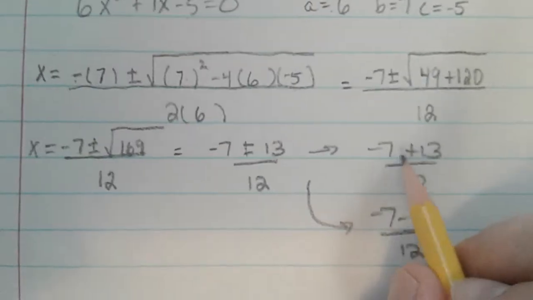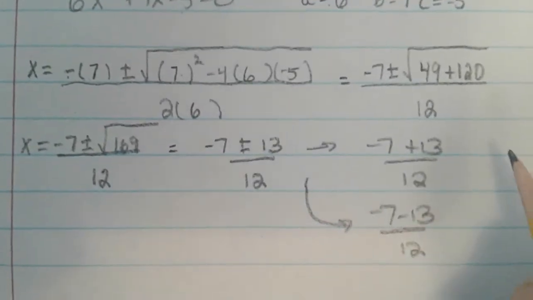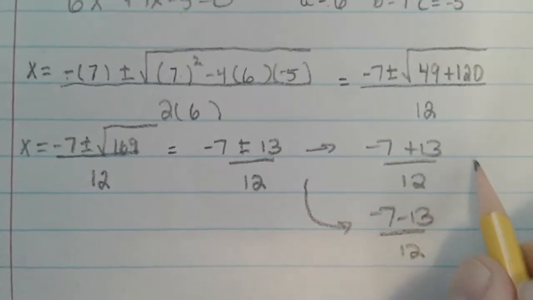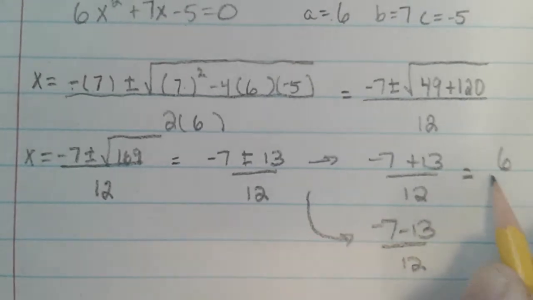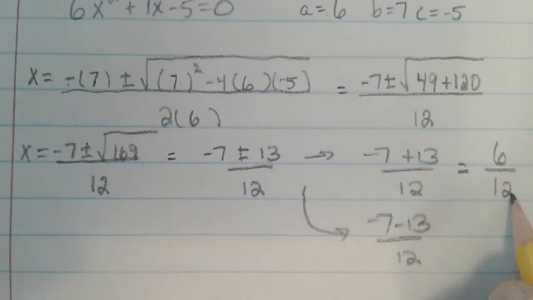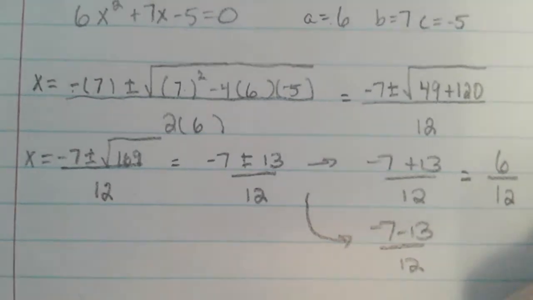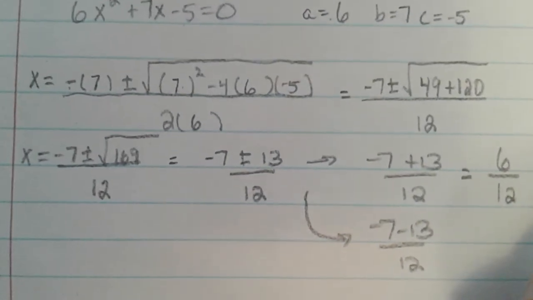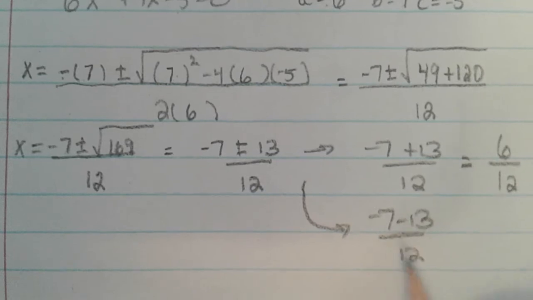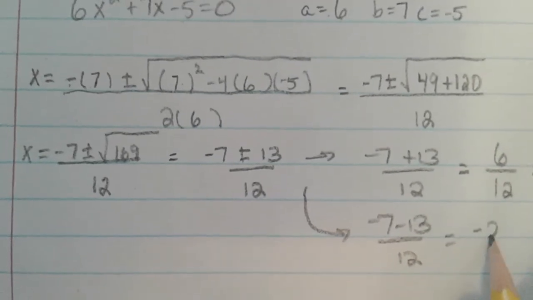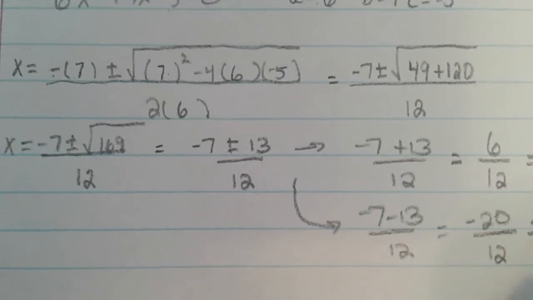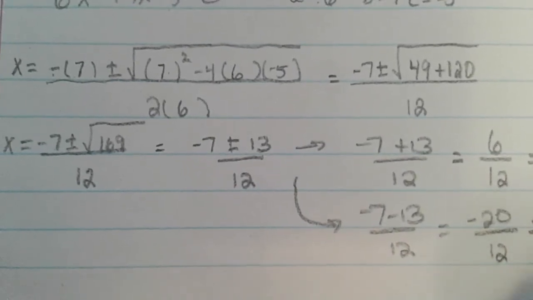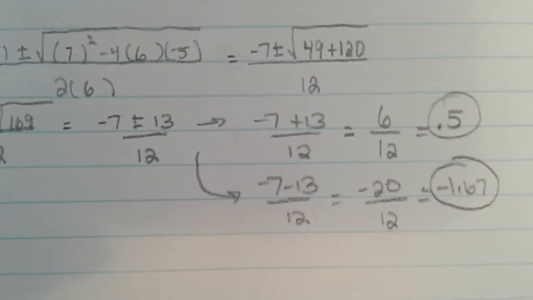So negative 7 plus 13 would be 6. 6 over 12 is positive 0.5. Okay, negative 7 minus 13 is negative 20. When we do negative 20 divided by 12, we get negative 1.67. So there you go.